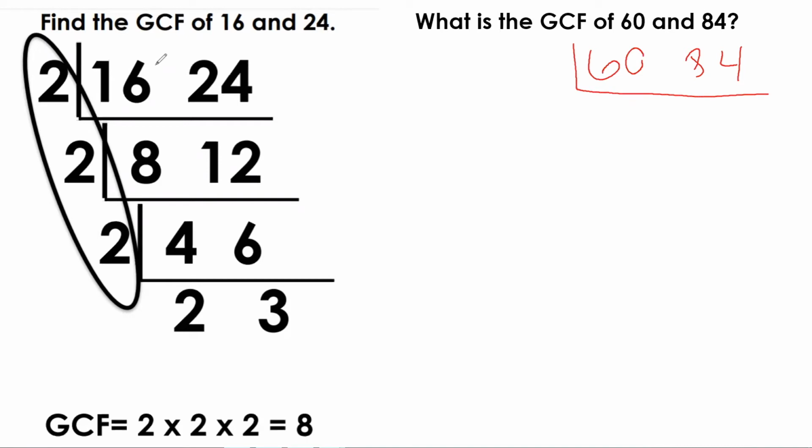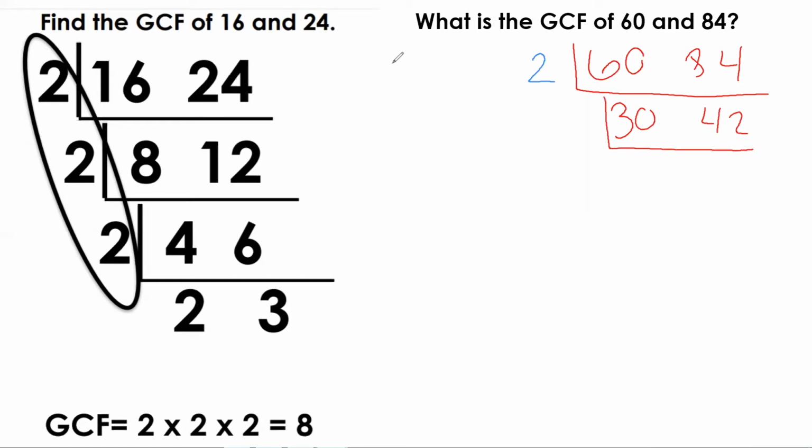And now I need to think, what's a number that I can divide both 60 and 84 by? Well, they're even numbers, so I can divide them both by 2. I'm going to put 2 on the outside of our cake. And then I'm going to divide. 60 divided by 2 is 30. Put that in the next layer of our cake. 84 divided by 2 is 42. And then make a new cake layer.